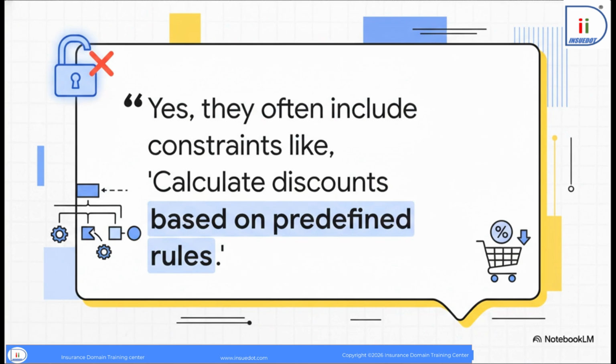For example, a functional requirement wouldn't just be calculate a discount. It would be more specific, like the system must calculate discounts based on these predefined business rules. Or another one could be, users cannot access this specific data unless they have manager-level authorization. These rules define the function.